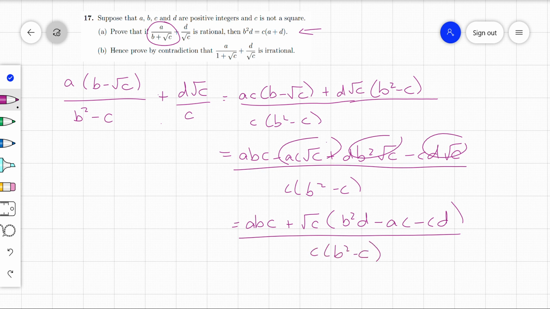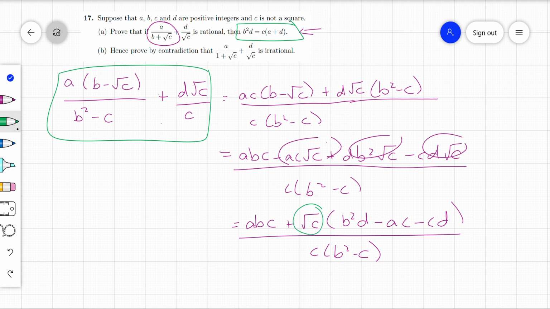Alright, so we want to prove that if this is rational, then b squared d is equal to... okay, so let's have a look at this. First of all, we do know from the question that c is not a square number. So when I square root c, I'm not going to get a nice integer. So for this whole thing to be rational, we know a, b and c are positive integers, so this part is all good.